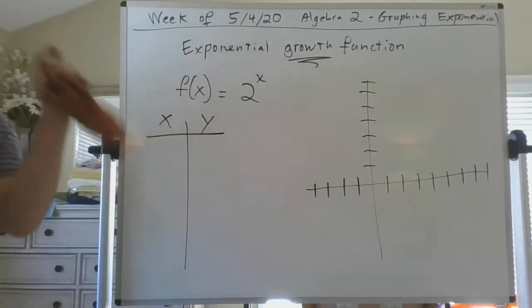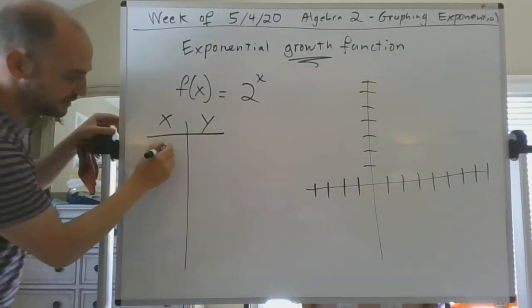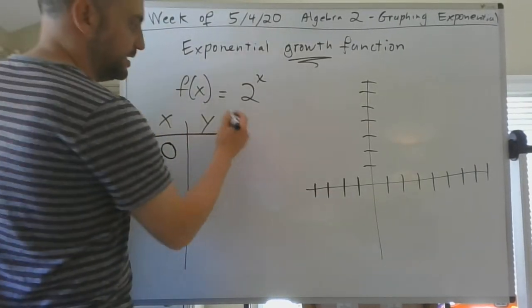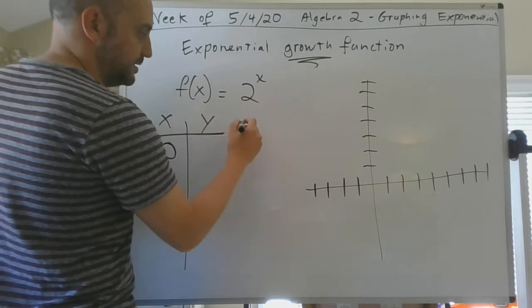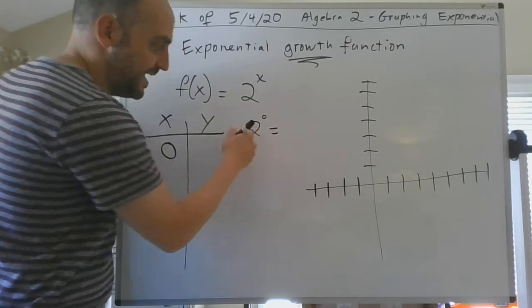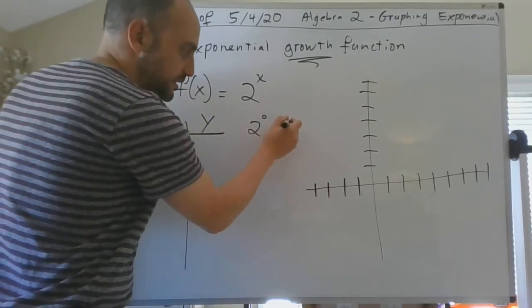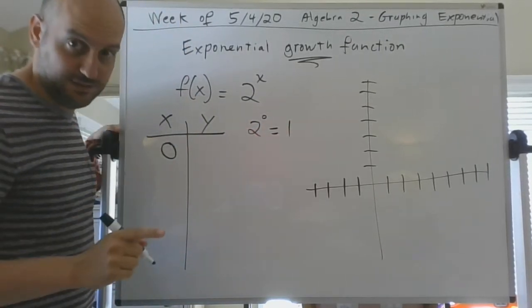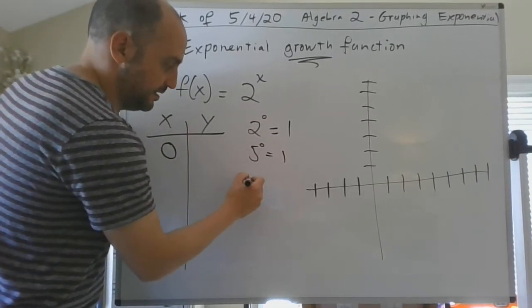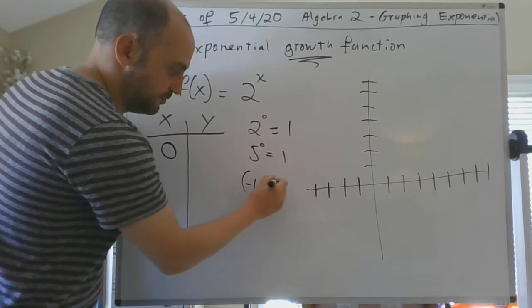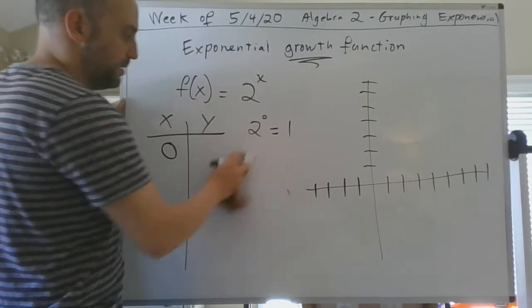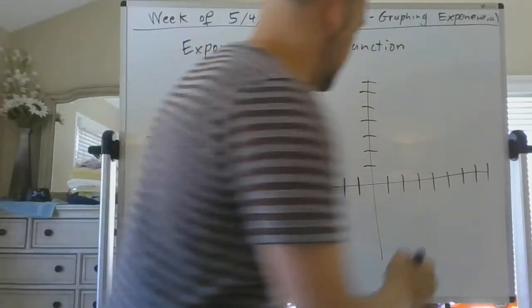Let's think about what's the easiest number to plug in for x. It should almost always be 0. So I'm going to plug in 0 for x and see what I get. That's going to be 2 to the power of 0. Keep in mind, anything to the power of 0 is always equal to 1. It is not equal to 0, so please be careful. 5 to the power of 0 is equal to 1. Negative 17 to the power of 0 is equal to 1. So 2 to the power of 0 is equal to 1. So 0, 1.